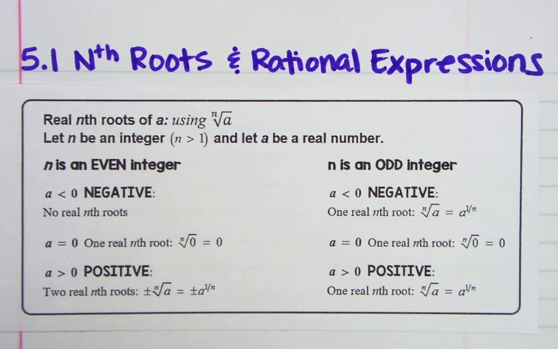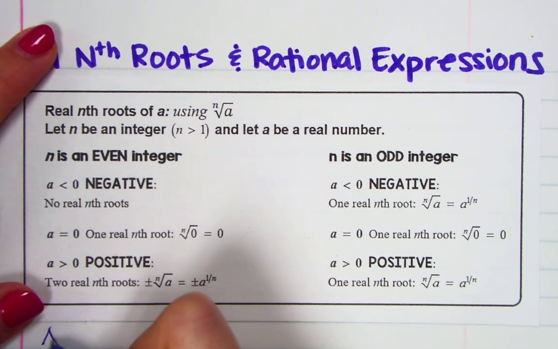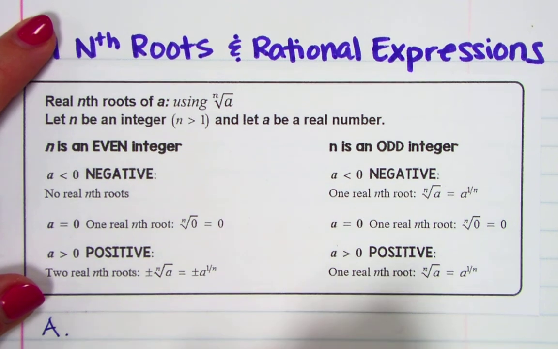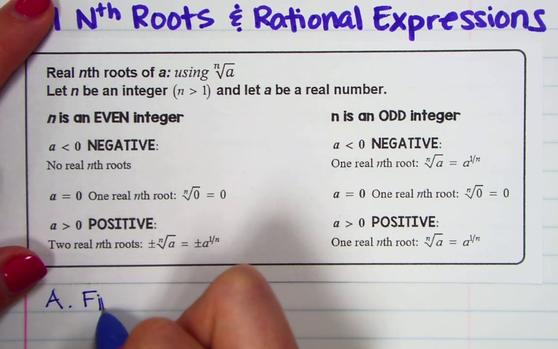So first thing we're going to do, we're going to do 12 problems today. Part A. We're going to find the real nth roots of A. Hold on, Part A. We're going to do A, B, and C.